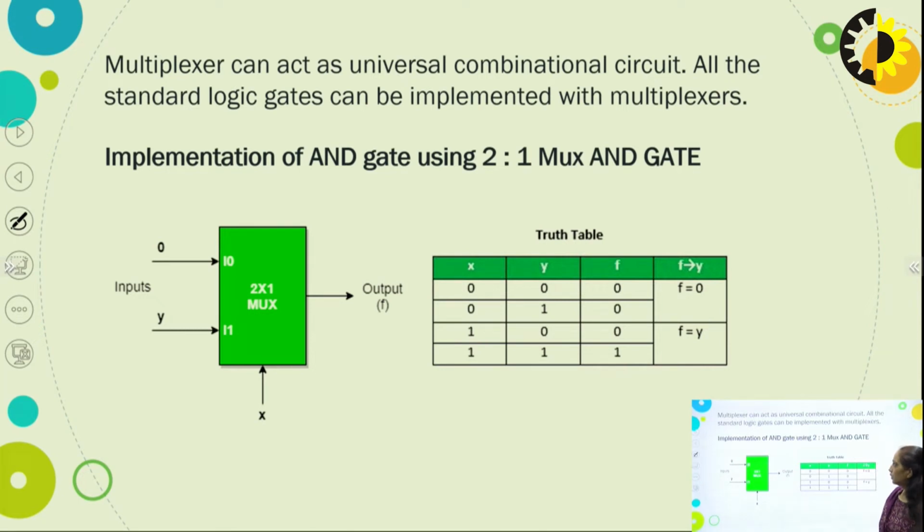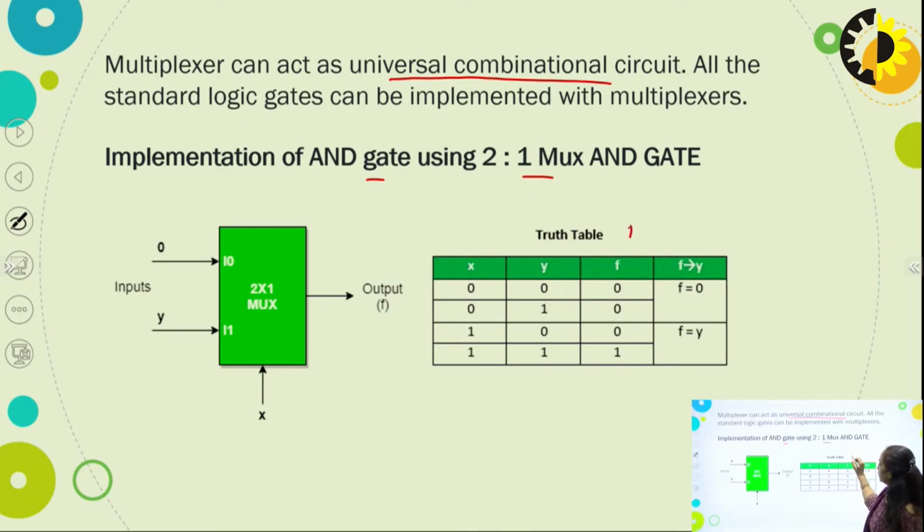So now, in the previous slide, I mentioned one statement: multiplexers are universal combinational circuits. It states that we can realize all circuits with the help of a multiplexer. Let us get to know how we are going to realize this. We are going to realize an AND gate using a 2x1 mux, okay.